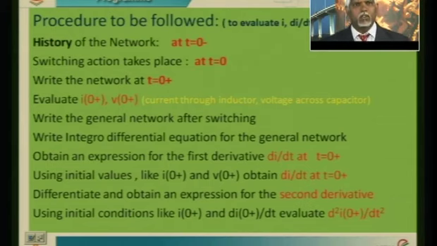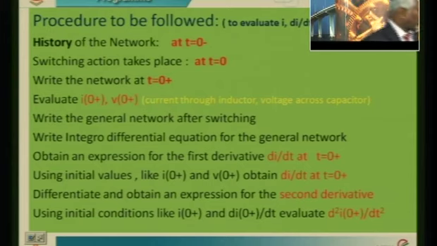Obtain an expression for the first derivative. Using the initial values of I at 0 plus, evaluate di by dt at 0 plus. Obtain an expression for the second derivative, d squared I by dt squared, and using the previous known values of I at 0 plus and di by dt at 0 plus, evaluate d squared I by dt squared at 0 plus. So, with this we will take up the first problem today on RLC, and we will go ahead with the other problems I have for today.